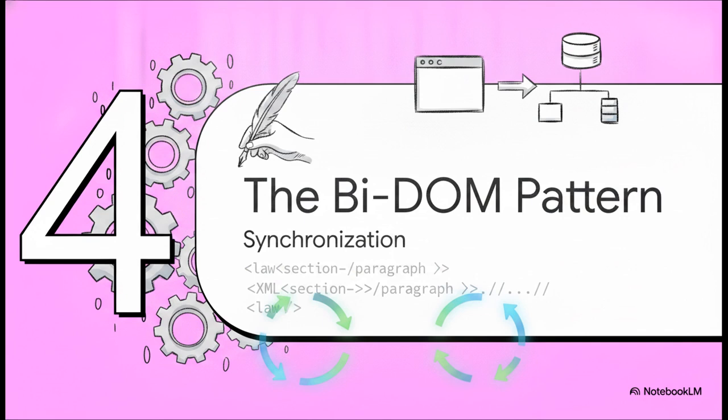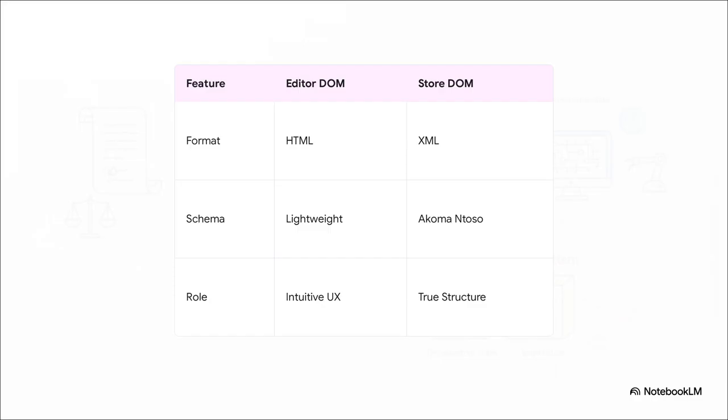Here is the million-dollar question. If legal XML is so unbelievably rigid, how do we let humans naturally draft and edit laws in a web browser without shattering the entire mathematical system? The solution is an absolute architectural masterpiece called the BY-DOM synchronization pattern. Basically, instead of forcing humans to edit raw, fragile XML directly, the system maintains two separate document trees in the browser's memory at the exact same time.